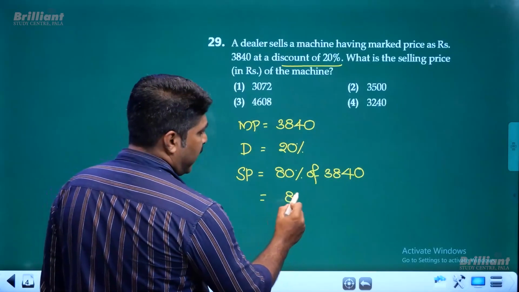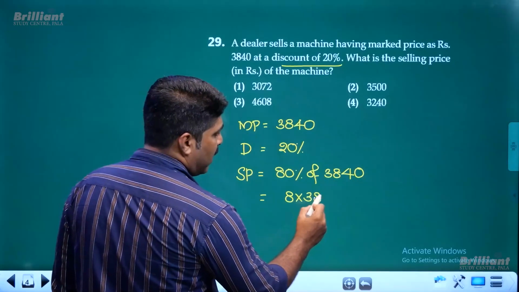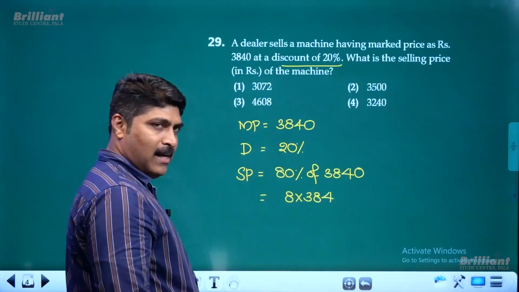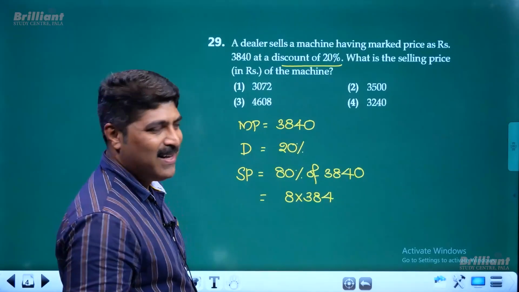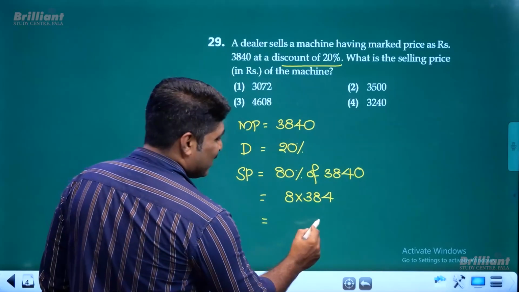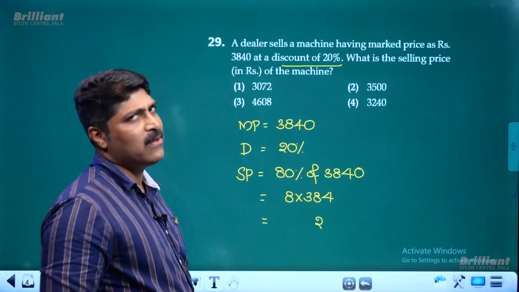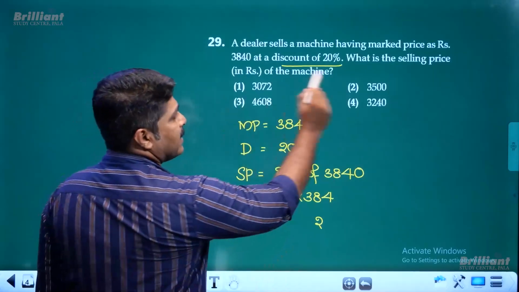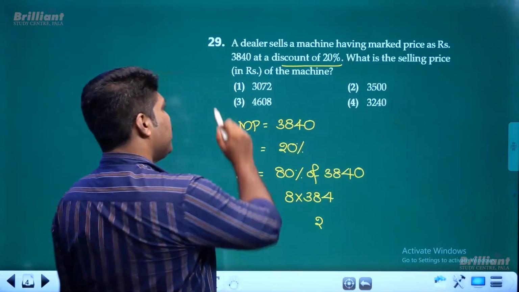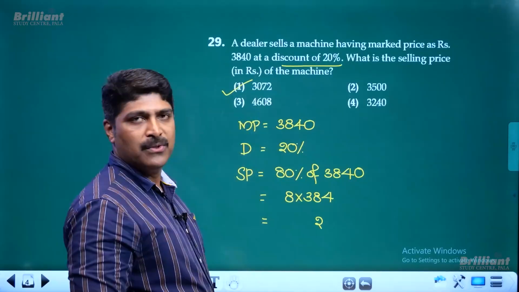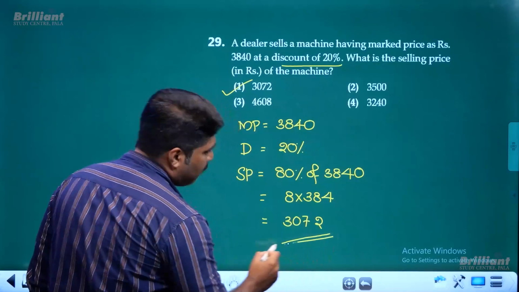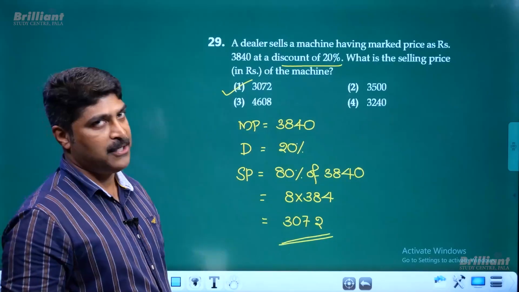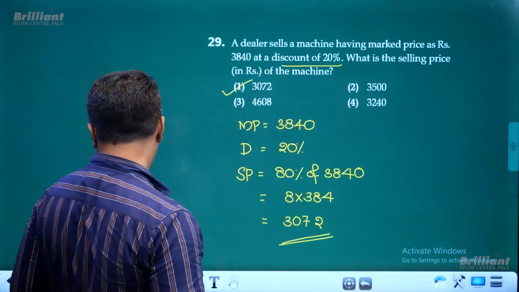This is simply 8 into 384. Think about the unit digit of this product. The unit digit of the product is nothing but 2. 8 into 4, 32. We know that we have to write 2. Look at the set of options. Which option ends with 2? That's only the first option. Therefore, you don't want to waste your time on the entire calculation. That's a very simple question.